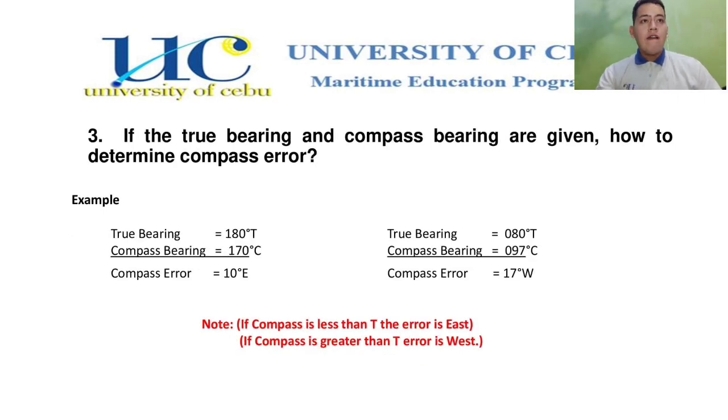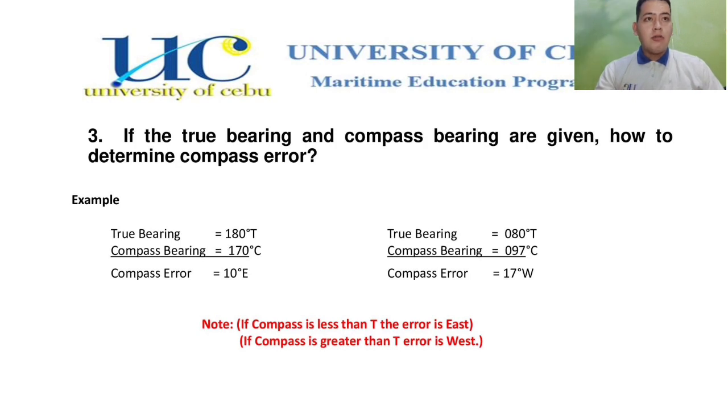Question number 3. If the true bearing and compass bearing are given, how do we determine compass error? To find the compass error for a given true bearing and compass bearing, we should only subtract the two values. We should also keep in mind that if the compass is least, the error is east, and if the compass is best, the error is west.